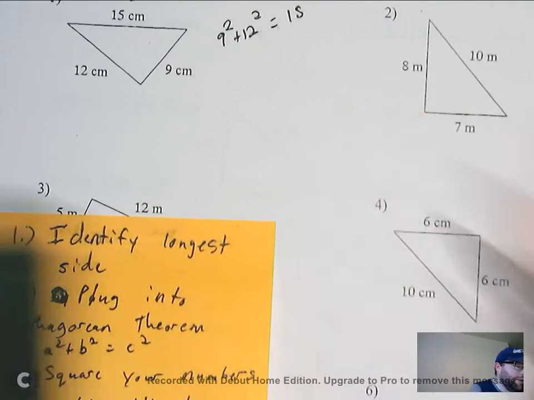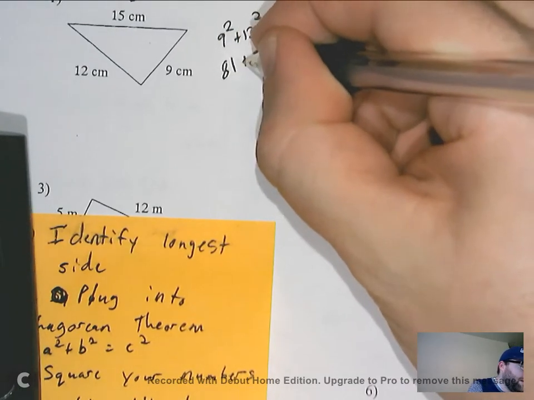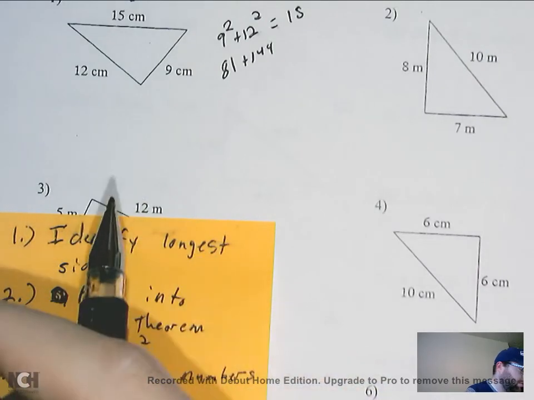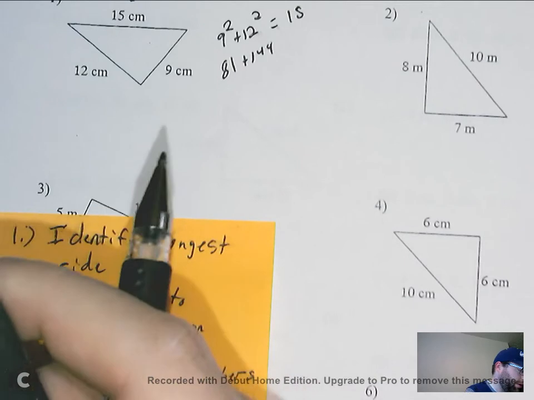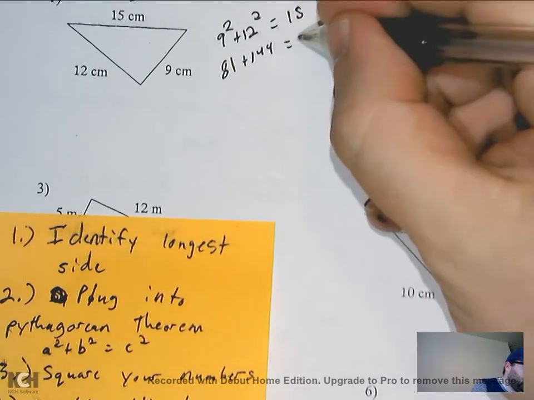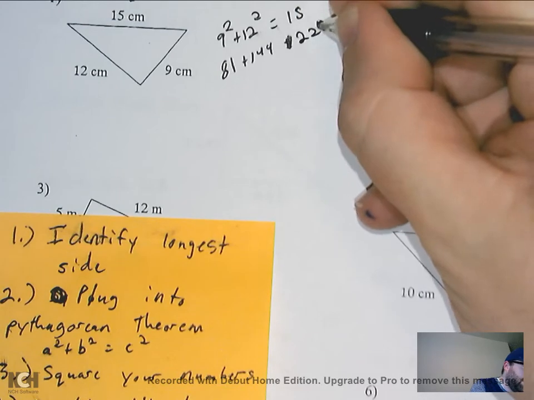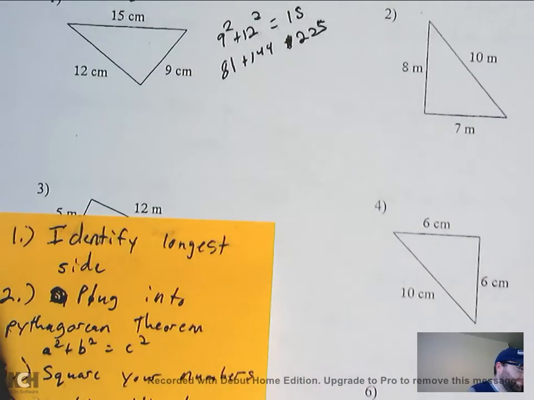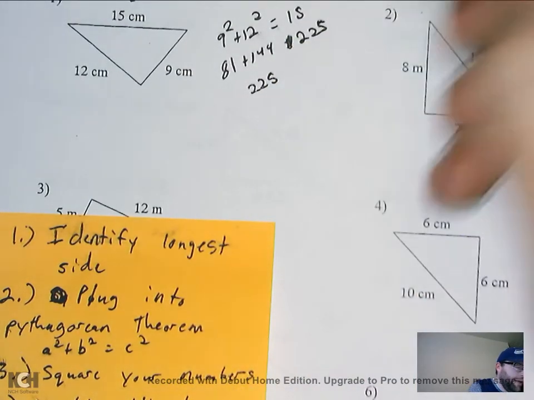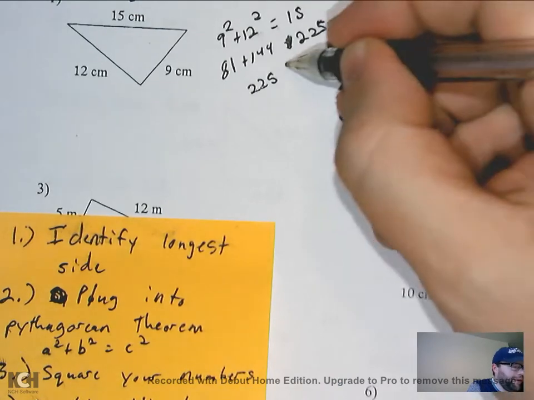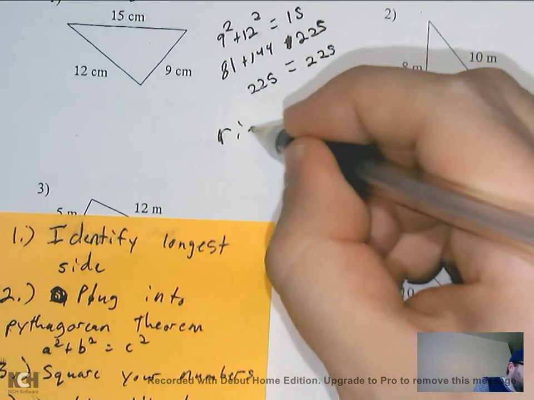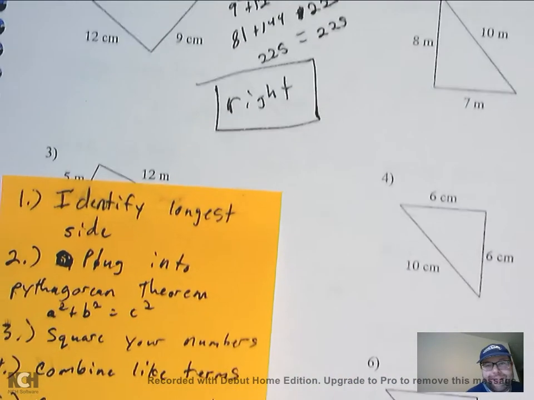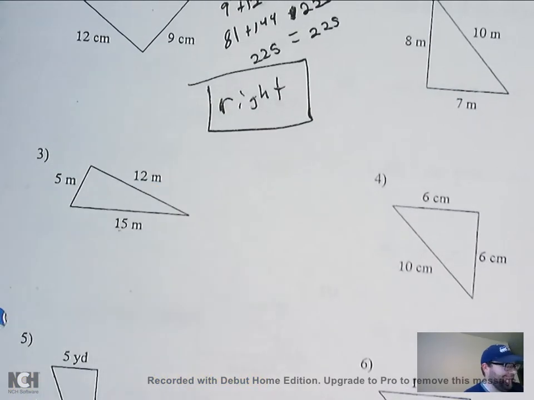So 9 squared is 81, 12 squared is 144, and 15 squared is 225, I believe. Double check on my calculator. Yeah, 225. Great. Now, 81 plus 144 is 225. Well, does 225 equal 225? Yes, which means this is a right triangle. Not a wrong triangle. It's a right one. More eye rolls, I'm sure.